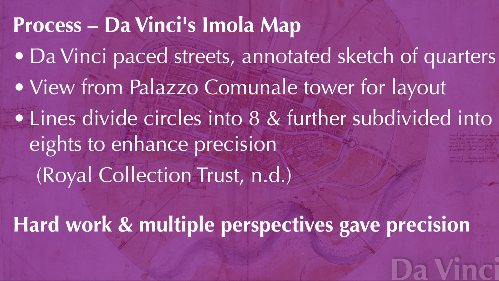Process. Da Vinci paced the streets and annotated a series of sketches of the various quarters of the city. And again, in the center, there is the Palazzo Comunale Tower, and the view from that helped to drive the layout of the map. The various lines that were used divide the circle into 8. And then Da Vinci further subdivided these into eighths to enhance precision. All of this hard work in multiple perspectives, from both the ground level and high above, gave the map precision.